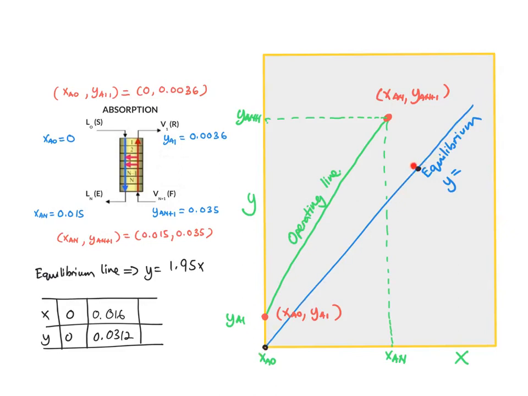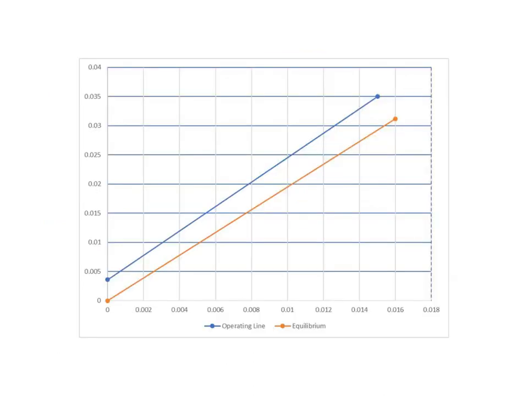When you have the two coordinates, the ones that you have calculated or substituted in the given equation, just extend the line, and then we plot the coordinates from the calculation. You can just extend the straight line, but we have a limit here, and our limit is XAN. So this is our limit. The orange line represents the equilibrium line, and the blue line represents the operating line.